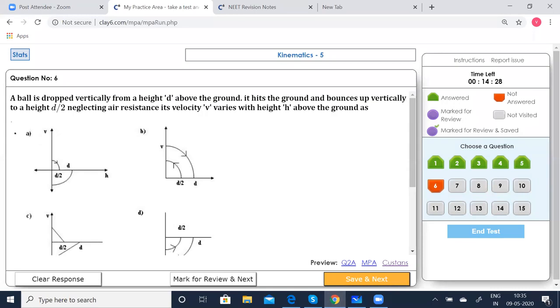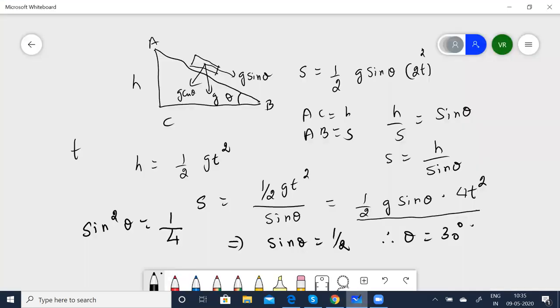A ball is dropped vertically from a height D above the ground. It hits the ground and bounces up vertically to a height D by 2, neglecting the air resistance. Its velocity v varies with height h above the ground as... This is quite simple.